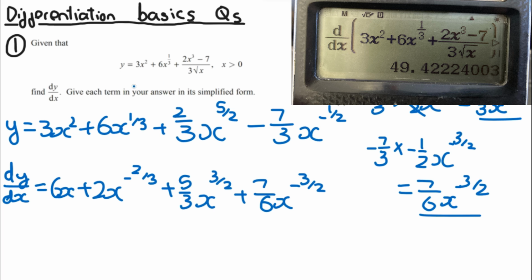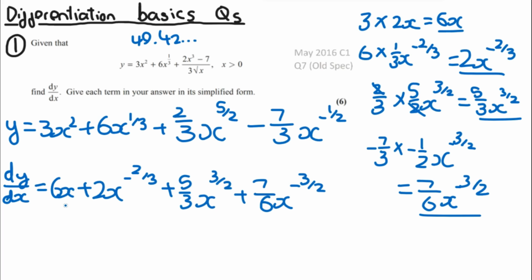So if we put this into our calculator, in the brackets of the d over dx, and I'm going to make x equal to 5, you can't see it on the calculator here, it gives out a value of 49.42, and then a bunch of numbers, it doesn't really matter.